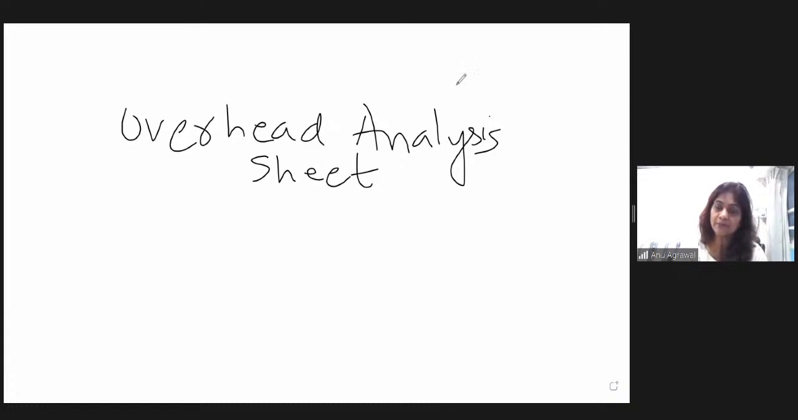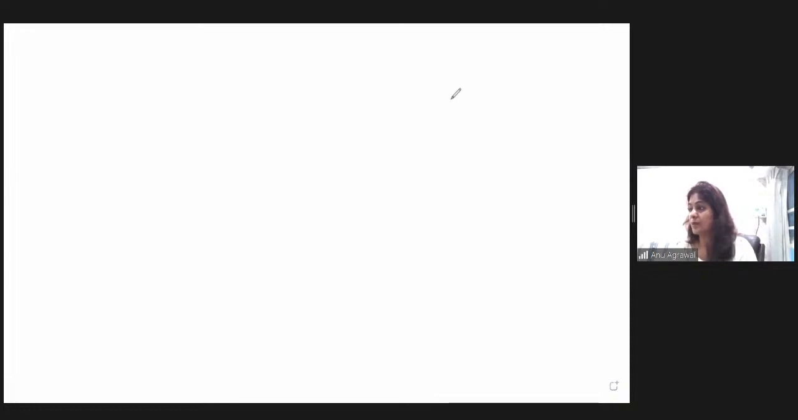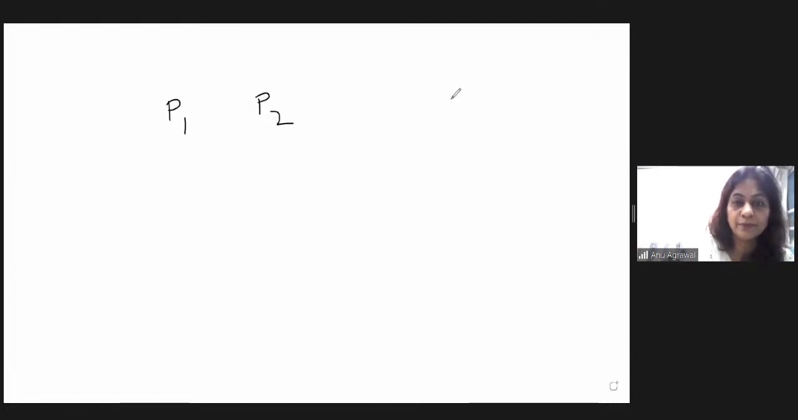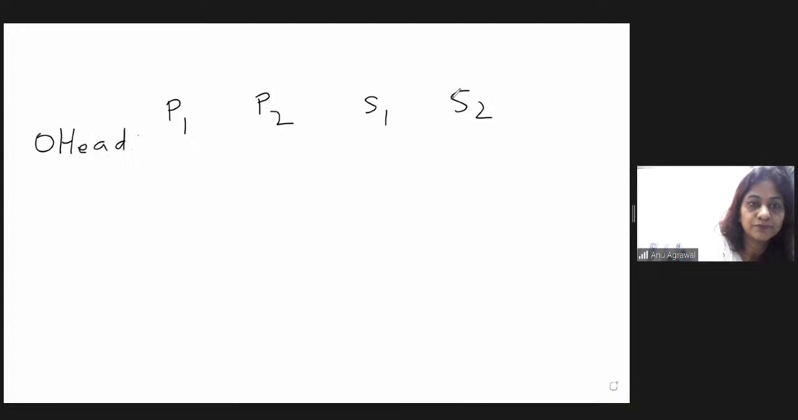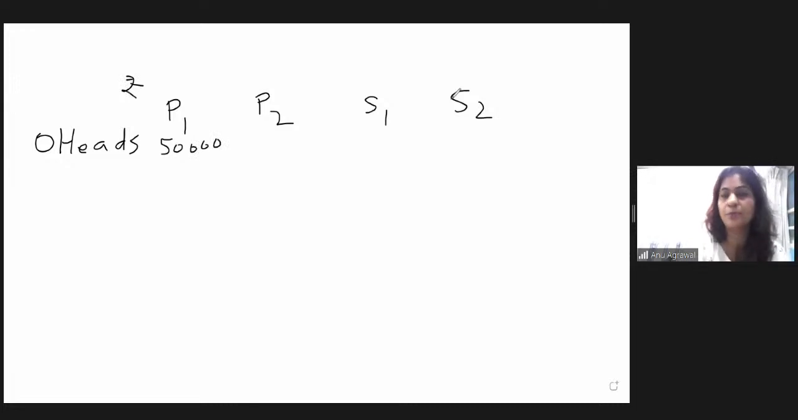Now, once I have done this, what should be my next step? So let me make an arbitrary example, as it is my methodology of teaching. Let me say P1, P2, S1, S2. These were the departments. We analyzed and we found out that overheads, after dividing and totaling them, in P1 it is 50,000 rupees. All figures are in rupees, so I'm not writing rupees in front of everybody. P2, let's say it is 75,000 rupees. S1 is 30,000 and S2 is 20,000.